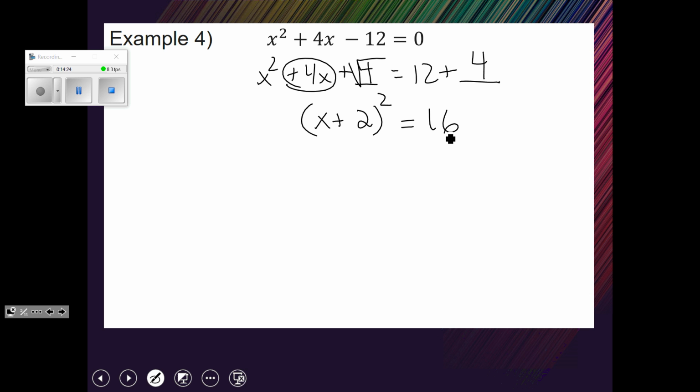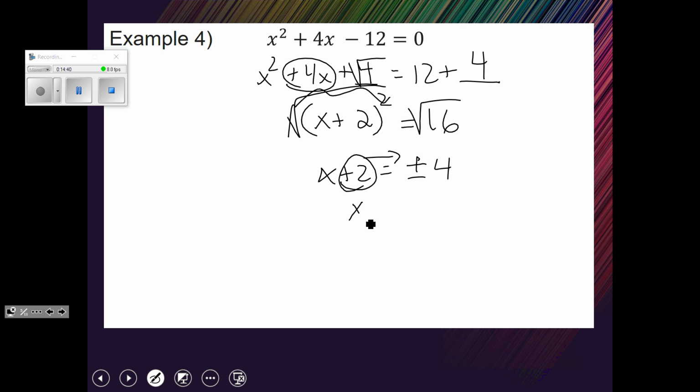2 and negative 6. That's what I hear. How many got 2 and negative 6? Yay. Okay, good. So then I'm going to take the square root on both sides. Those will cancel, and I get x plus 2 equals what? Plus or minus 4, and then I move the 2 over, and I get negative 2 plus or minus 4.